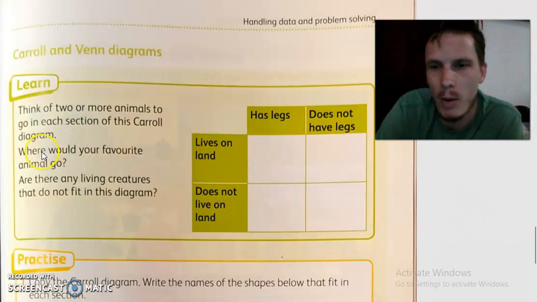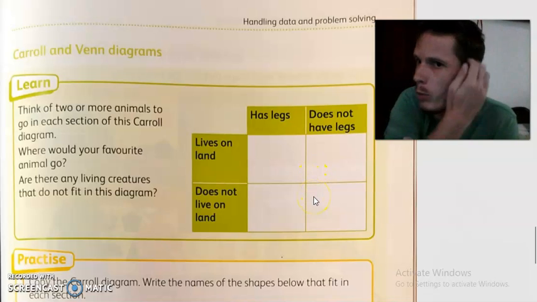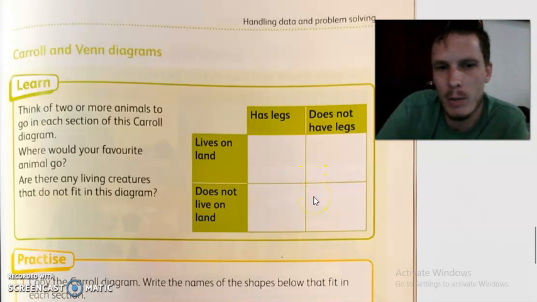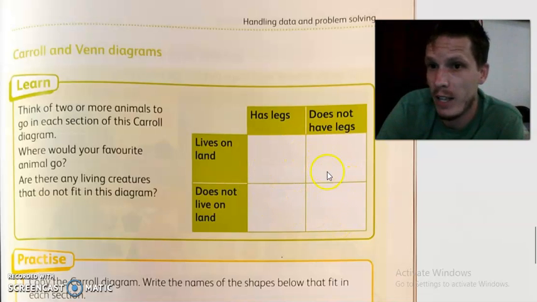And then have a think about, where would your favorite animal go? Think about your favorite animal and think, where would they go on this Carroll diagram? And then if you want, you can think about any other animals that you might know that don't fit into any of these categories. There may be some other animals that cannot fit into these properties on this diagram. So have a think about that as well.